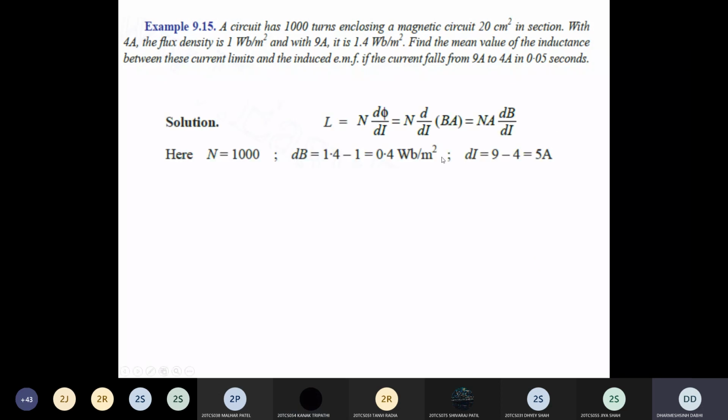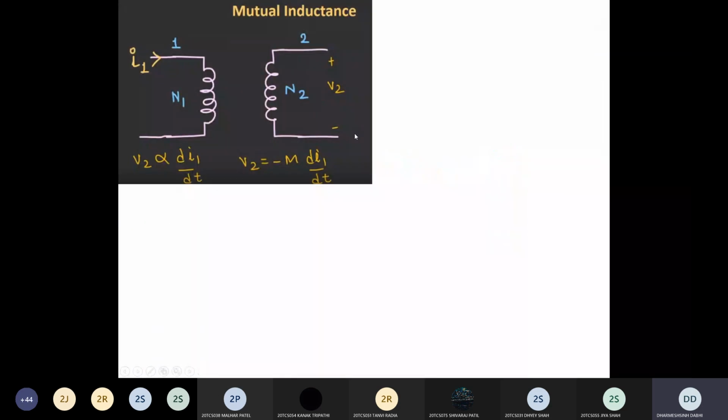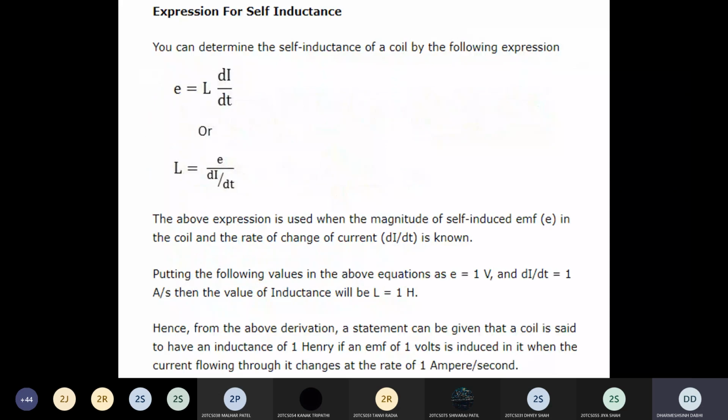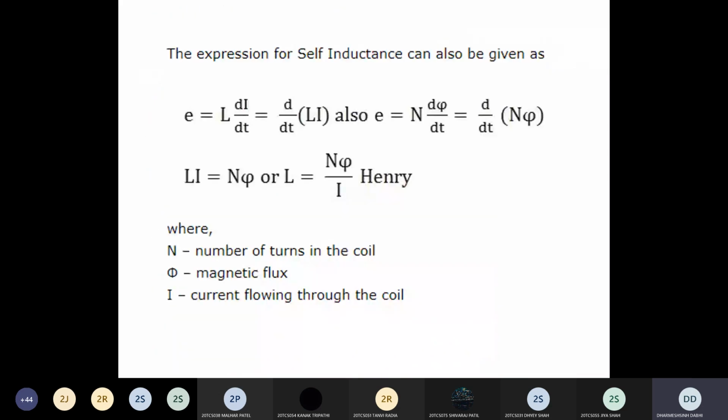So the equation, as we know that L is equal to... If you see this equation of inductance, in the last lecture we have seen two equations: one of induced EMF is L di by dt and another induced EMF equation is N d phi by dt. If you equalize both of these, we get Li is equal to N phi. Clear? So from this you can make the equation of inductance: L is equal to N phi divided by I.